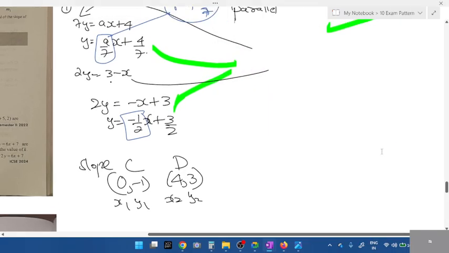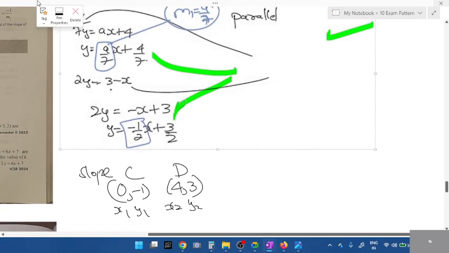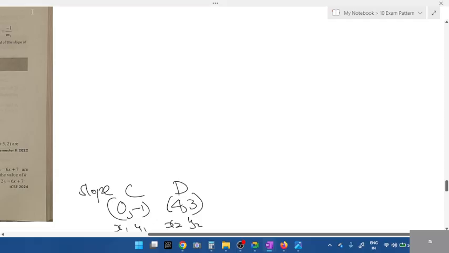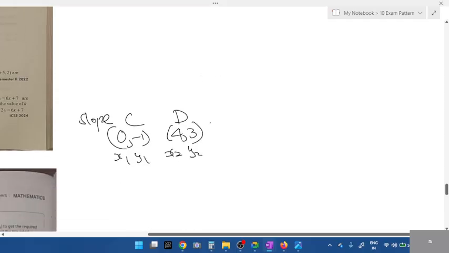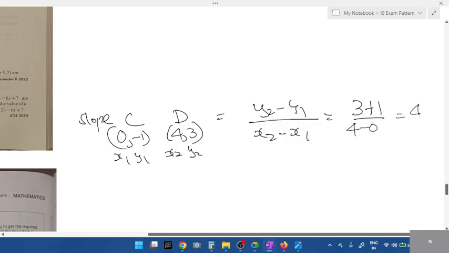Write y2 minus y1 divided by x2 minus x1. So slope of CD is equal to y2 minus y1 divided by x2 minus x1. Y2 value is 3. Minus of minus 1 is plus 1. I'll write it directly. Divided by 4 minus 0. What's the value, students? Slope of CD is equal to 1.